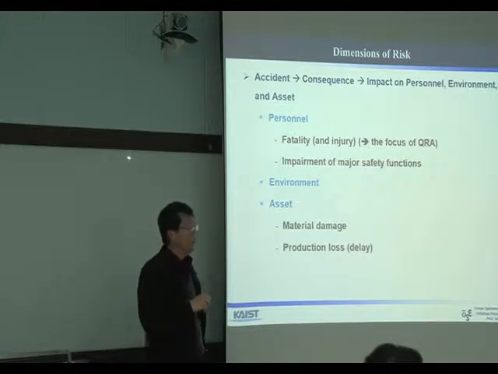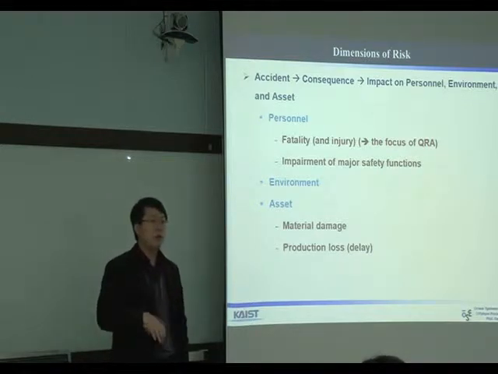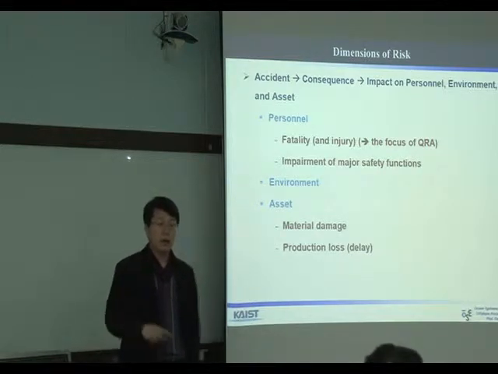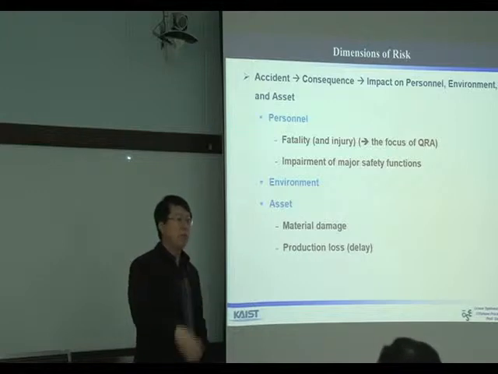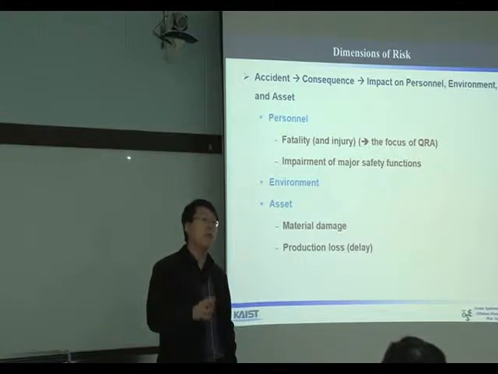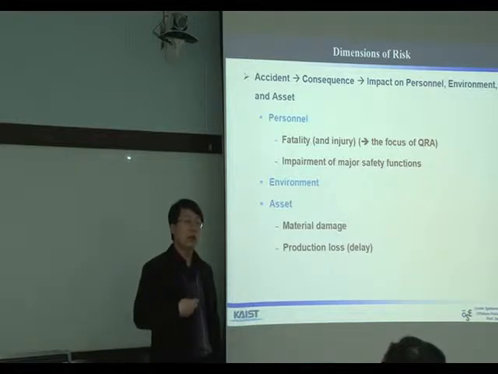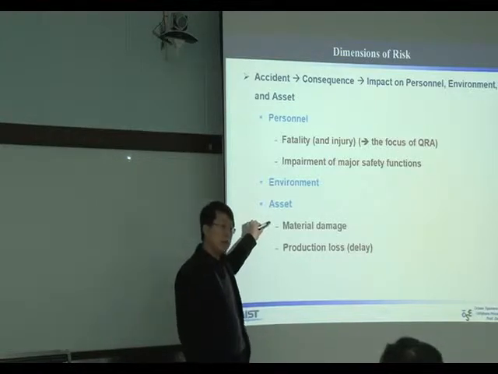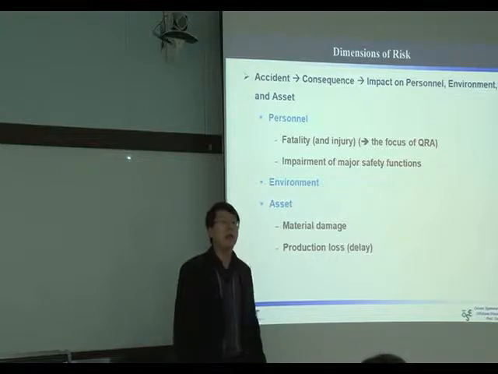Asset, there are two kinds of asset risk. One is material damage. For example, we have a fire, and some equipment is thermally damaged, for example, a compressor, then we lose the compressor. That means we needed to replace the compressor, paying a lot of money. That is the one issue of asset damage. But the more important one is production loss, delay of production.